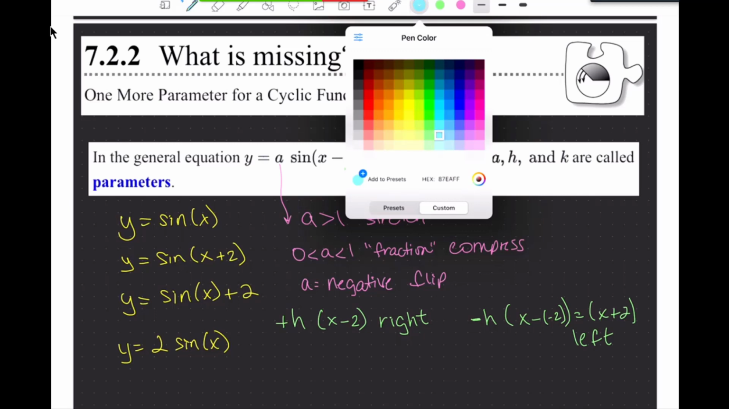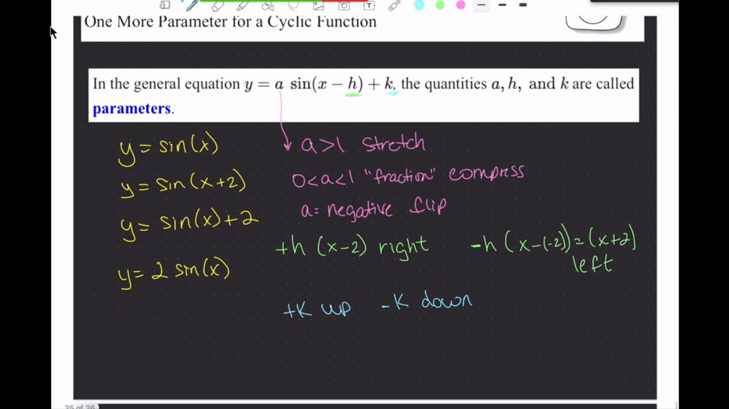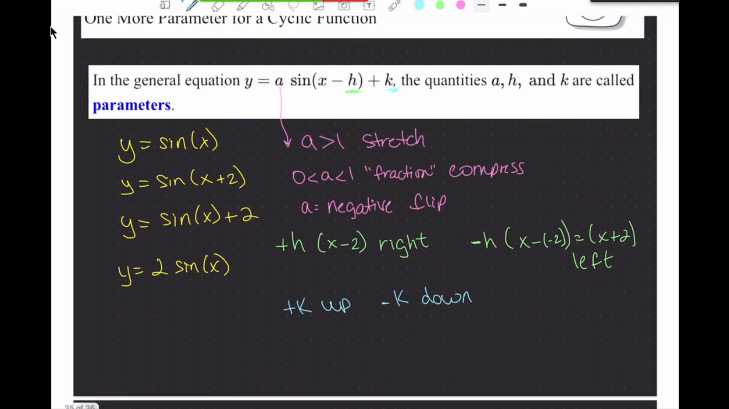And last but not least is our k. So we said a positive k was going to move it up. And what's a negative k do? Moves it down, right? So then now when it comes to sine functions, we can move our sine functions around and be able to graph them as well, right? All right.